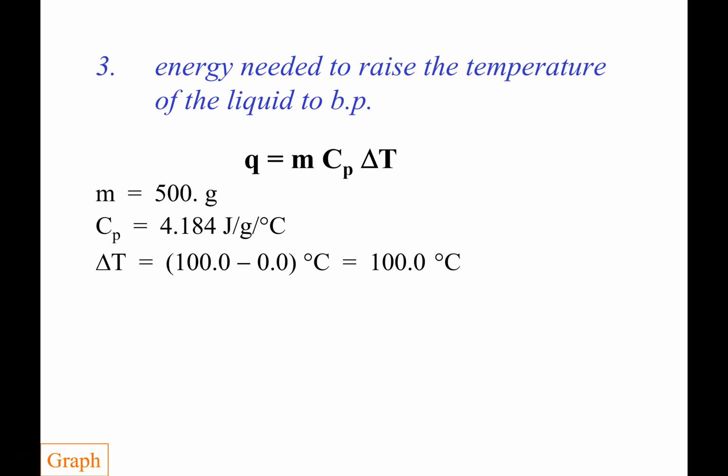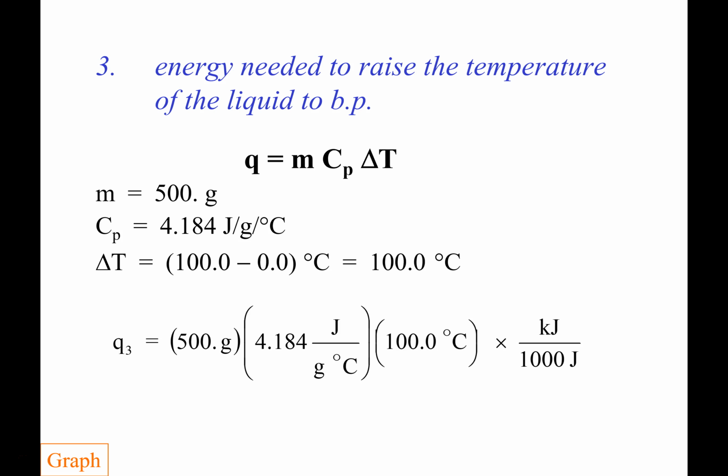Where we're going to use Q is equal to MC sub P delta T. And how do you know which one you're using? Well, it's staying in its liquid state at that point. So the only thing we have going on is raising a certain mass from an initial temperature to a final temperature. So this is where you use the specific heat of liquid water, which is 4.184 joules per gram degree Celsius.